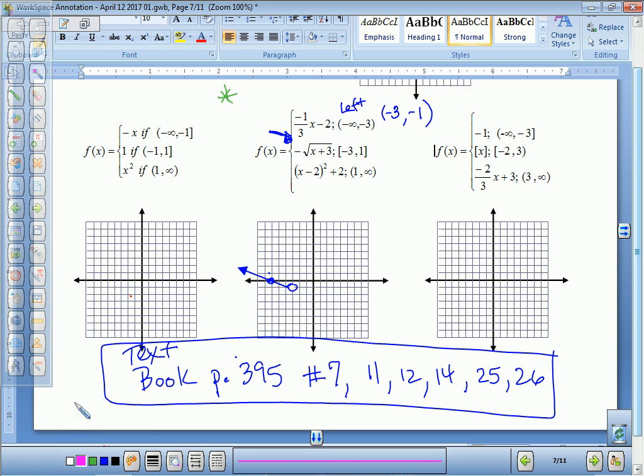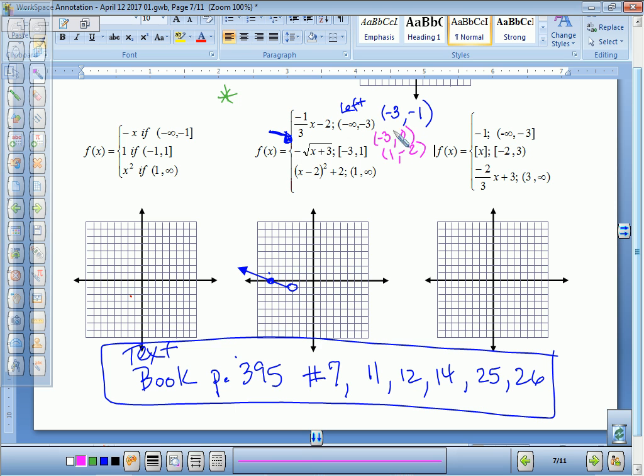Now, the next one is the square root. You guys already told me, so it's going to look like this, or like this, or like this, or like that, depending on how it's reflected. This one's opening down because of the negative. But the nice part is they give us a start and a stop. So if we plug in negative 3 for our start, you get out 0. If we plug in 1, 1 plus 3 is 4, square root of 4 is 2. The opposite of that is negative 2.